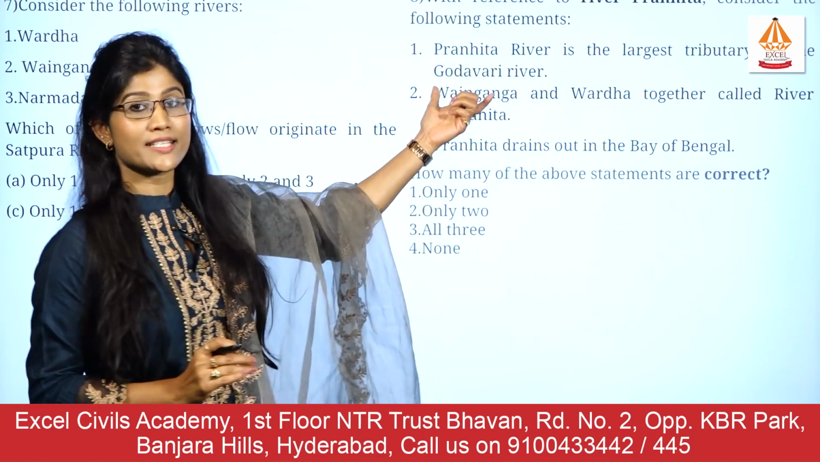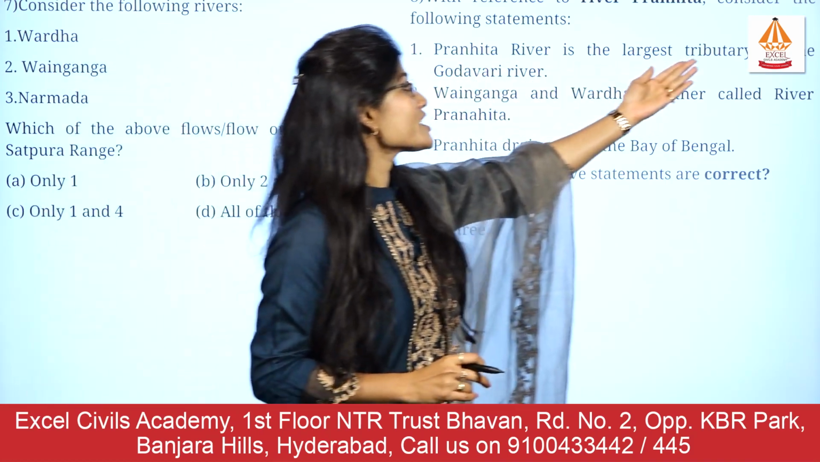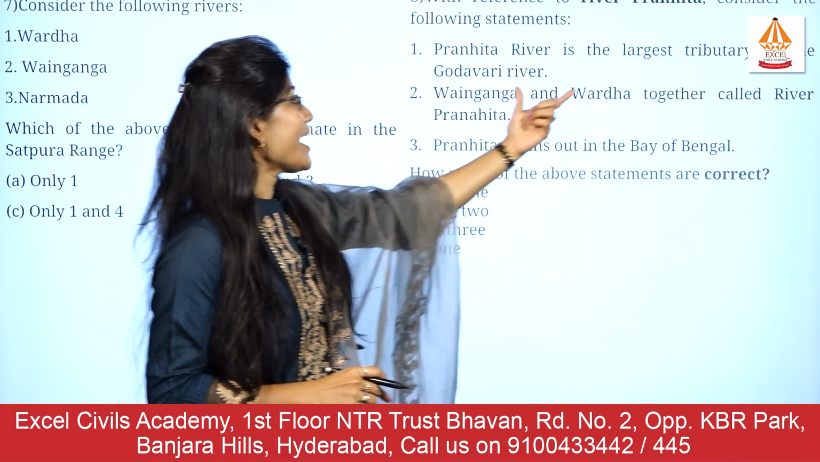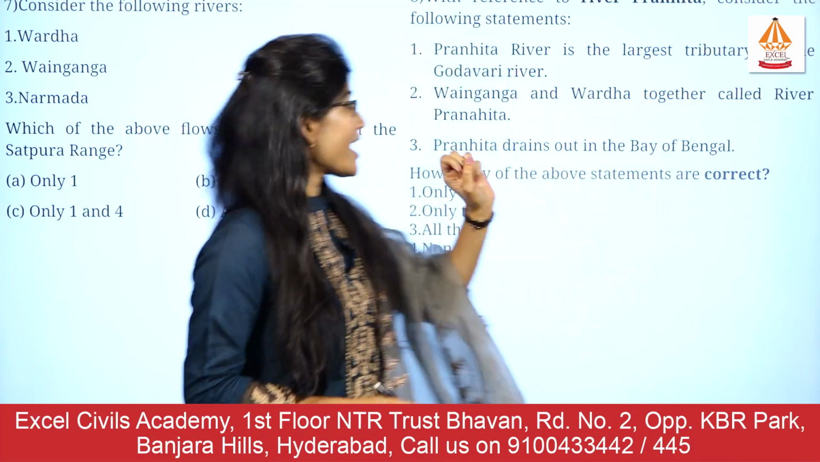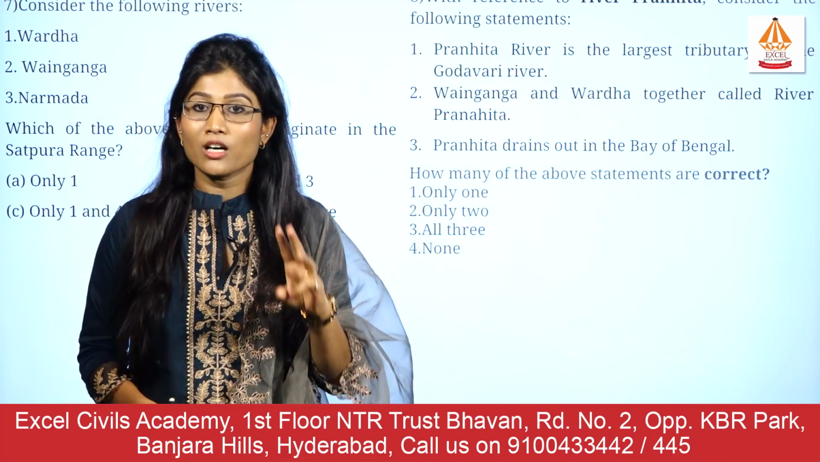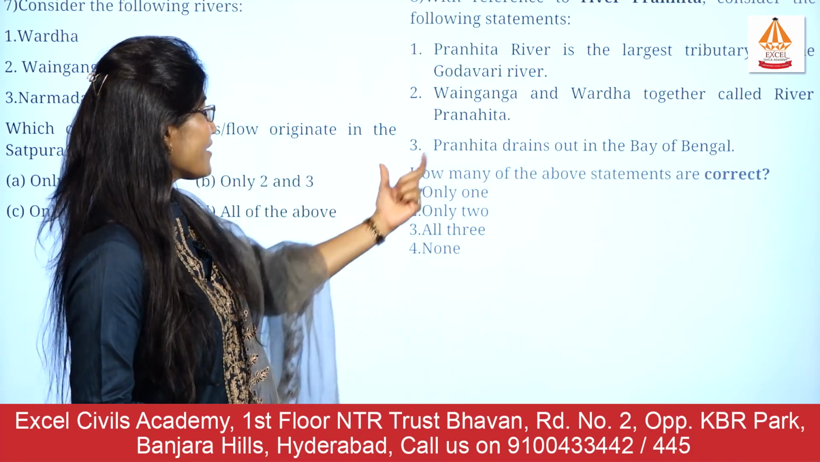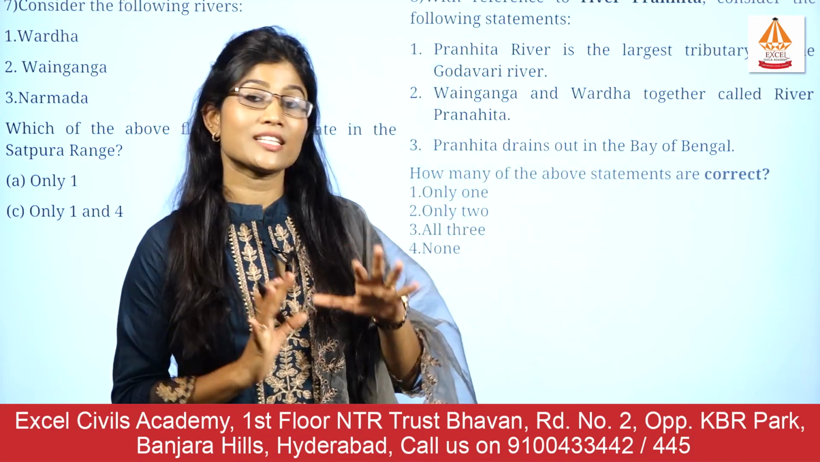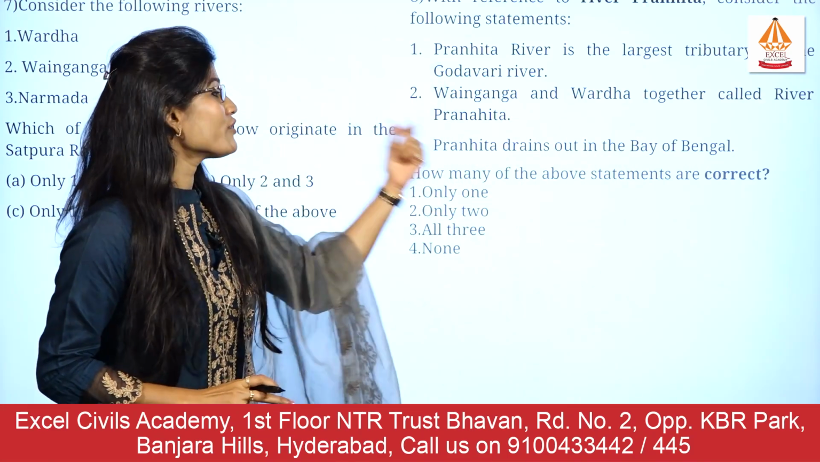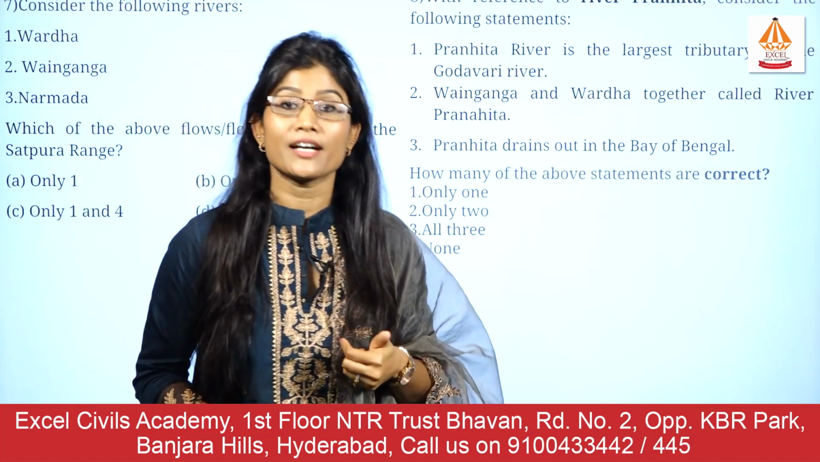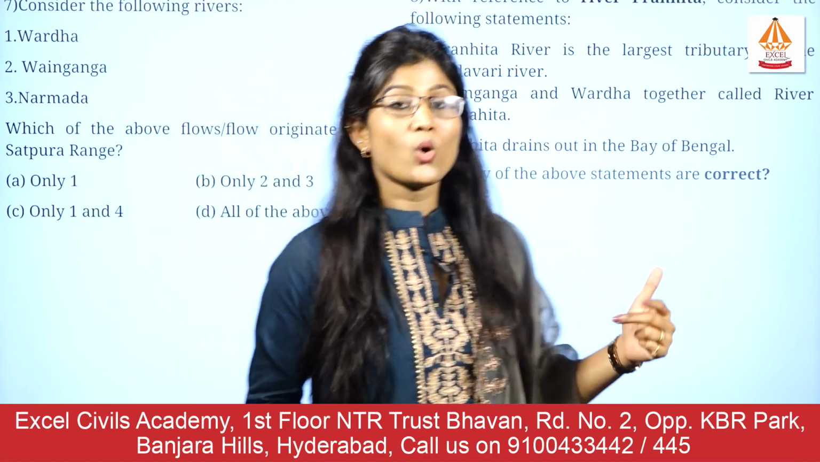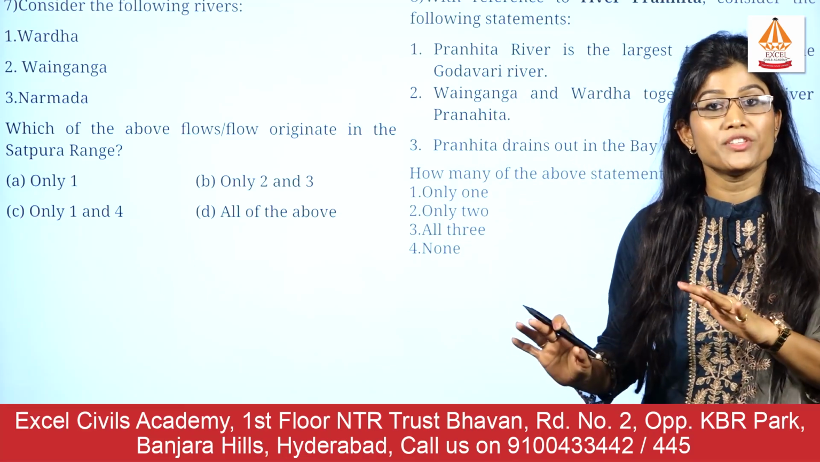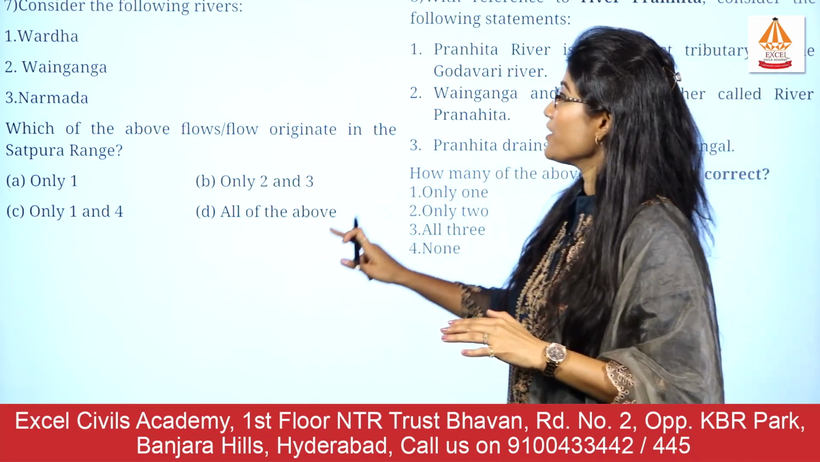The first option that is given, Pranahita river is the largest tributary of the river Godavari. The second, Vainaganga and Vardha together are called the river Pranahita. Now third sentence that we have, Pranahita drains out in the Bay of Bengal. So these are the three sentences as given. How many of the above statements are correct? Only 1, only 2, all the 3 and none of the above. This question is again very important.